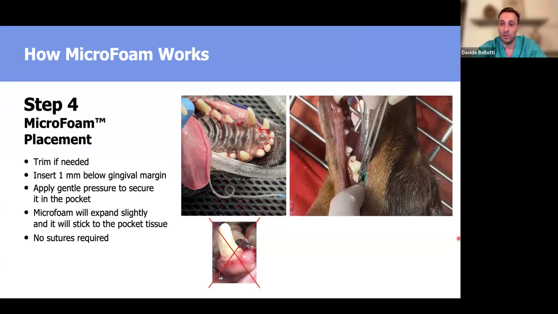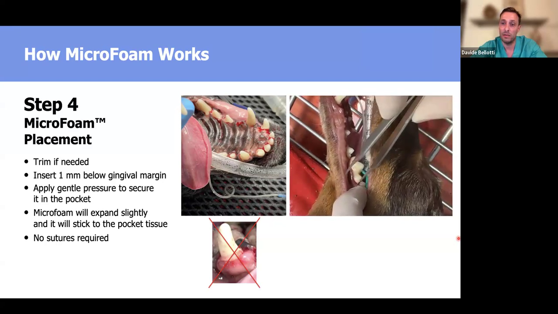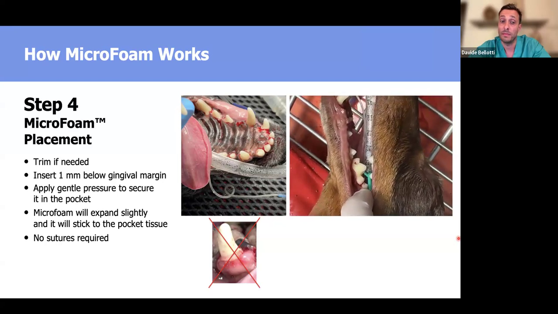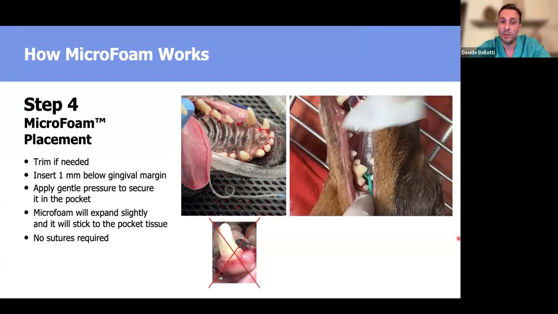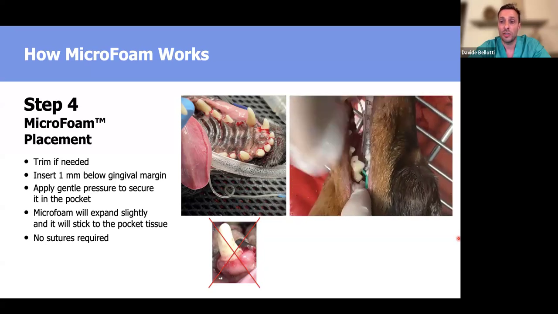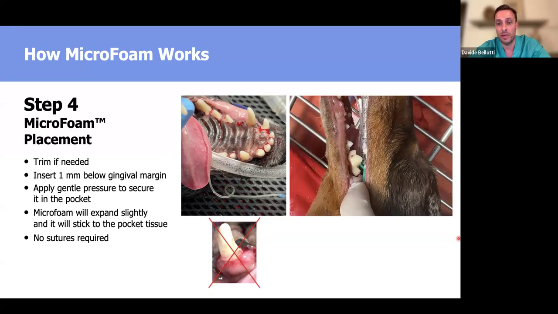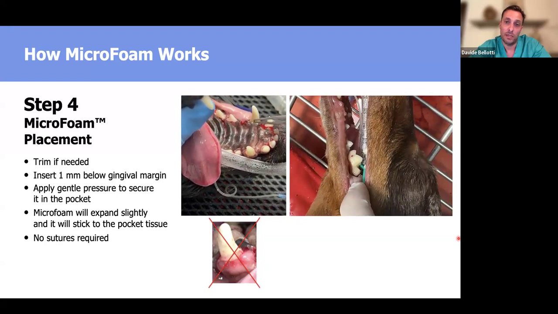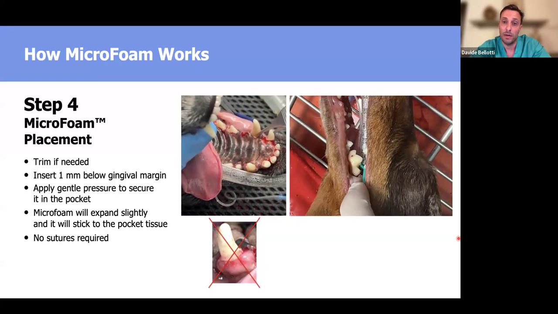So for a small defect, we can trim it this way, to a small size. MicroFoam will expand slightly, so you don't need to put stitches. You just keep it there for a few seconds, and it will absorb the fluids that are in the pocket, and it just sticks there.